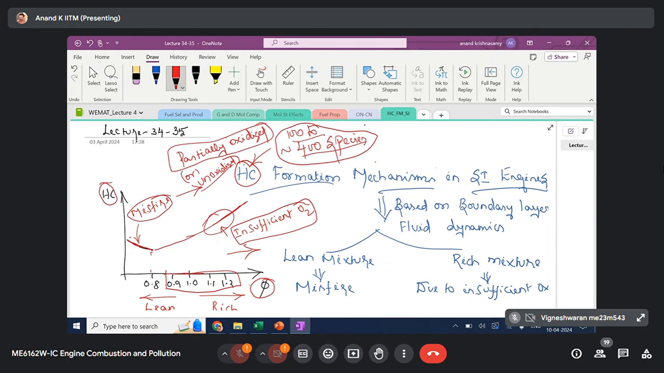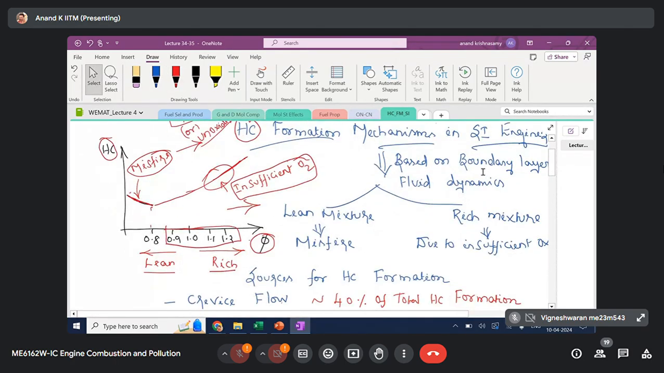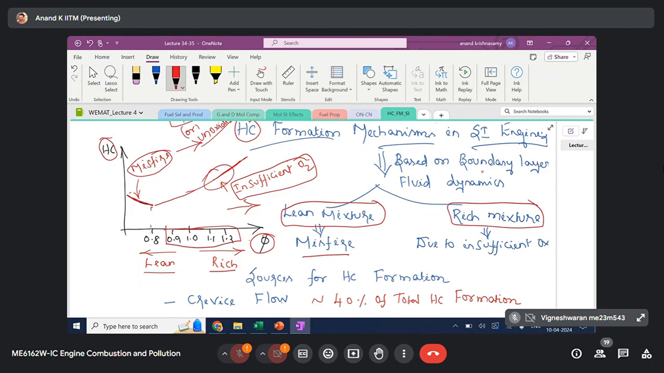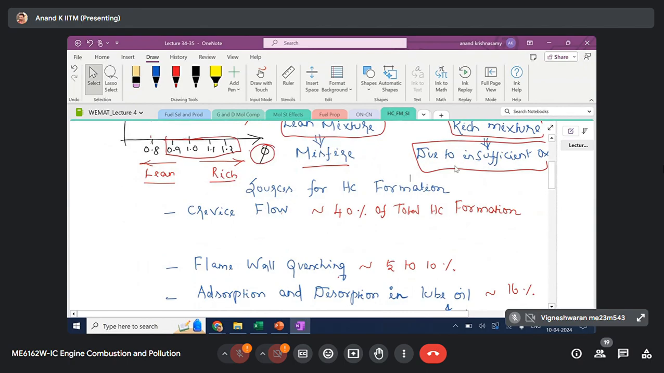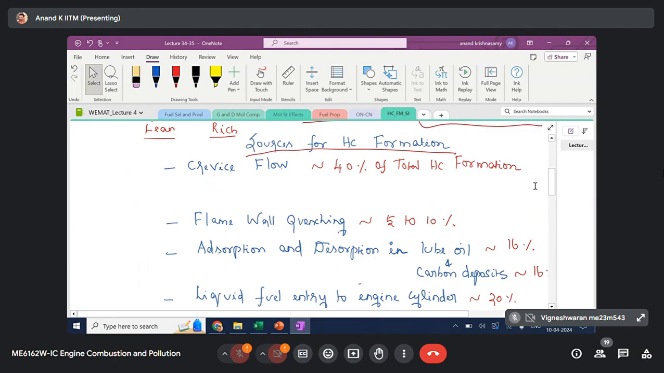Okay, partial oxidation will also lead to several species, as we have discussed, that appear in the exhaust. So the takeaway here is that HC can form with a lean mixture due to poor flame stability and misfire, and HC can form in a rich mixture because of insufficient oxygen. Overall, HC formation is governed by how the flow is happening in the boundaries of the engine combustion chamber. So we have different sources considering that. I've listed those sources here along with the contribution of each source to the total HC formation.